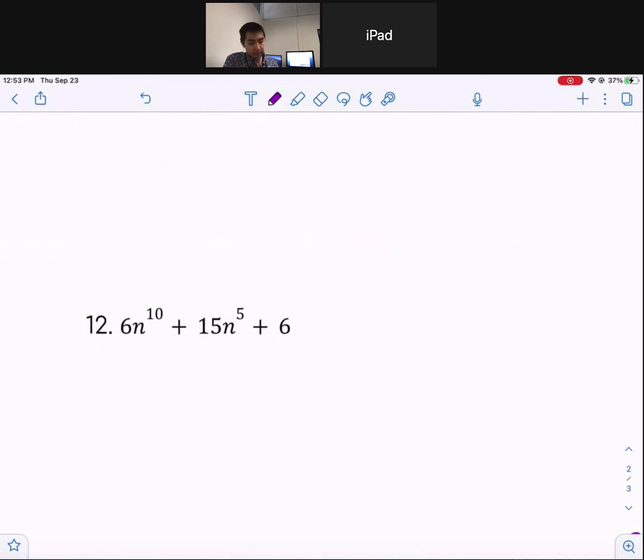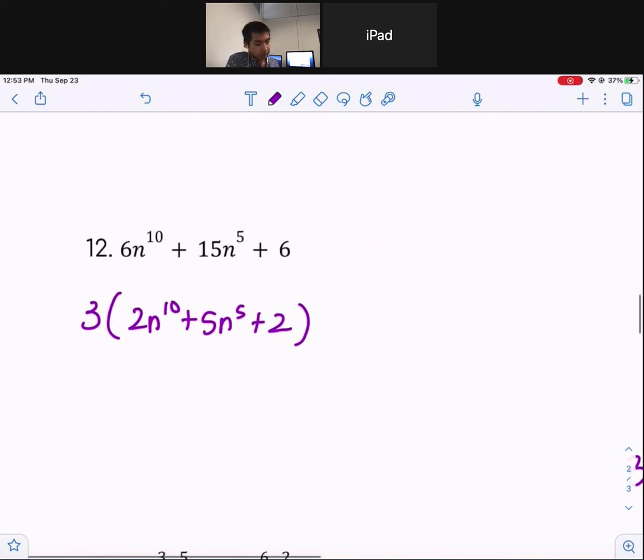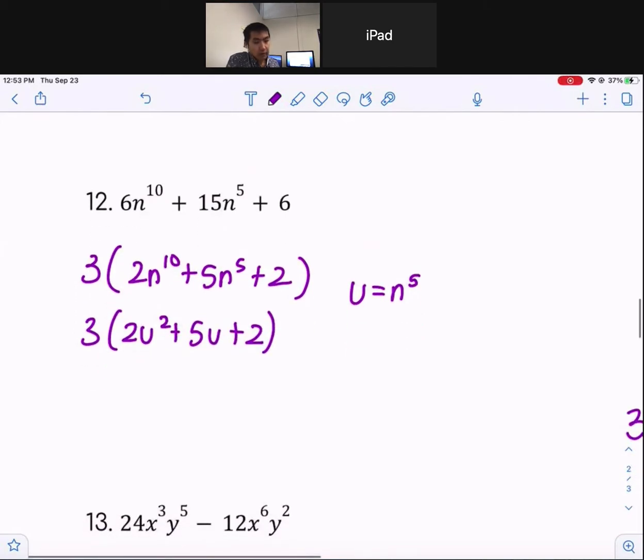Number 12. You guys can factor out a 3 from all. 2n to the 10th plus 5n to the 5th plus 2. 3 terms. Is this a equals 1, a greater than 1, or u sub? It's a u sub. So we get 3 times 2u squared plus 5u plus 2. Now, is it a equals 1 or a is greater than 1?